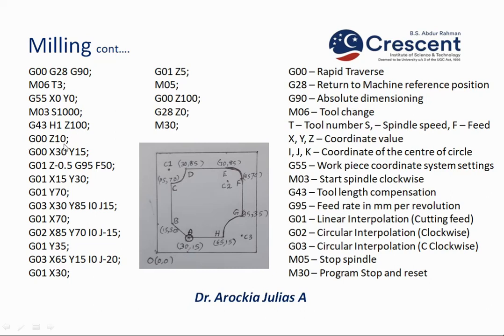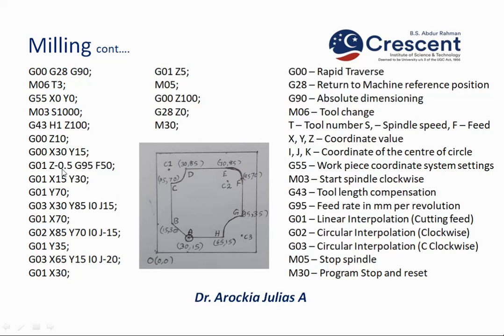Next is G00 at Z10. So we are taking the tool to Z10 using rapid traverse. Okay, now G00 X30 Y15. So now it is the first point A. So we move up to A using rapid traverse, G00 X30 Y15. At this point we are going to plunge the tool.